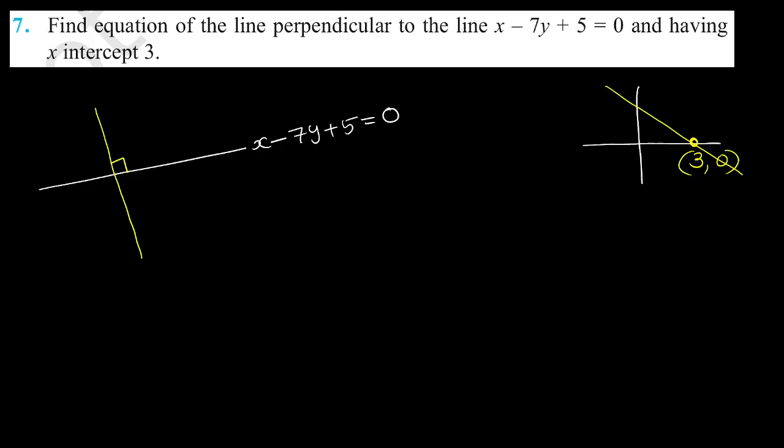Yes, sir. Don't forget: x-intercept means the line cuts the x-axis at 3 comma 0, meaning that the line passes through 3, 0. Can I say like that? Yes. So the point is available. This is the required line I want to find. The point is available, but the slope I have no idea. Can I find the slope? Yes, m1 into m2 equals minus 1.